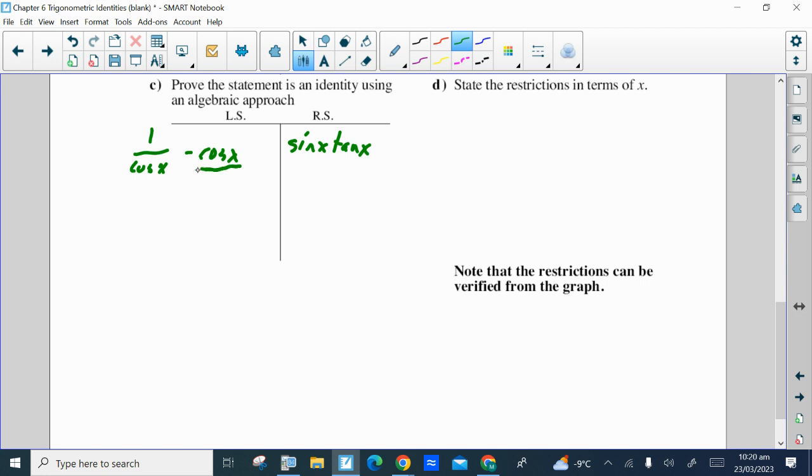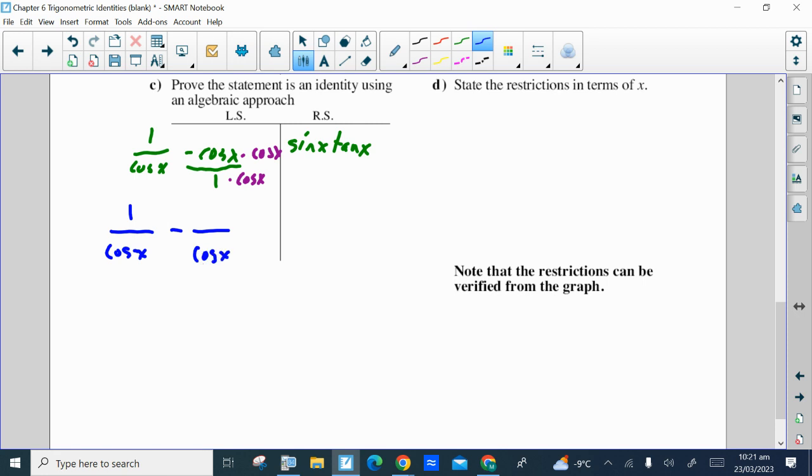So this cos x is the same as cos x over 1. Right now I have two different denominators. My first term has a denominator of cosine x, the second has a denominator of 1. I'm going to get a common denominator there, and that common denominator will be cosine x. So the first term won't change, but the second term, which has a denominator of 1, I would need to multiply top and bottom by cos x to get a denominator of cos x in that term.